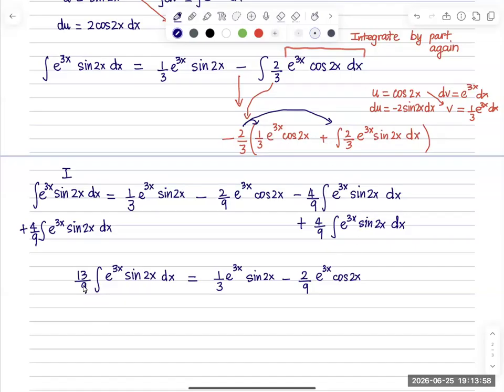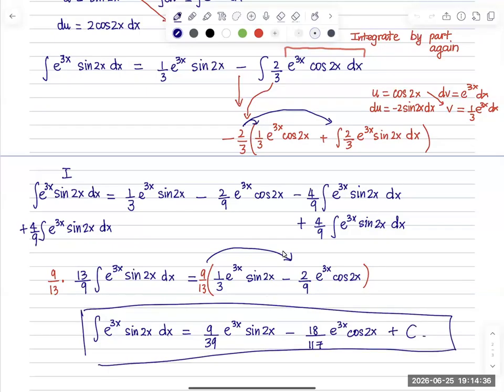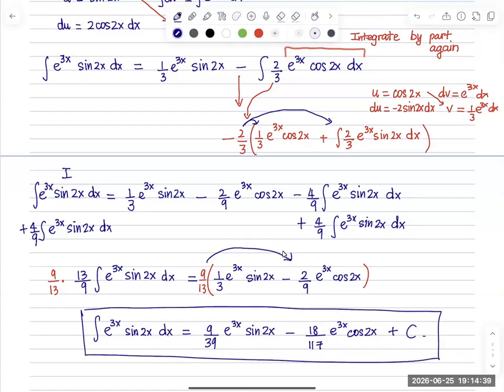So now all I have to do is multiply by 9/13 on both sides. 9/13. And it turns out finally our integral of e^3x sine 2x will equal 9/39 e^3x sine 2x minus 18/117 e^3x cosine 2x. And don't forget to do plus C. That is our integration by parts. All right.